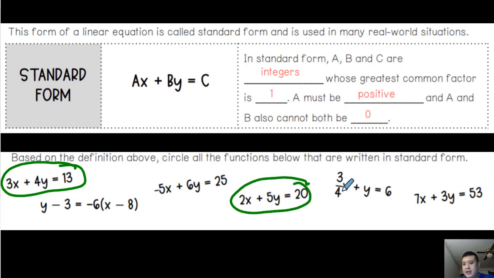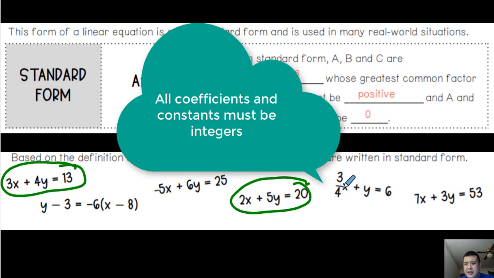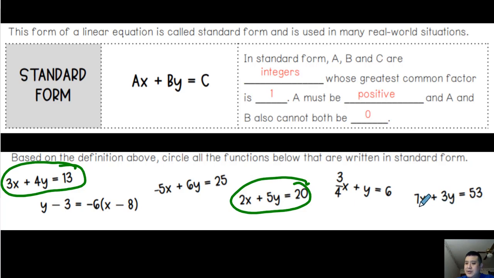Here, A is not an integer, so therefore this is not in standard form. 7x plus 3y equals 53. This one is going to be in standard form because 7, 3, and 53 do not share any common factors. A is positive, and 3, 7, and 53 are all integers.